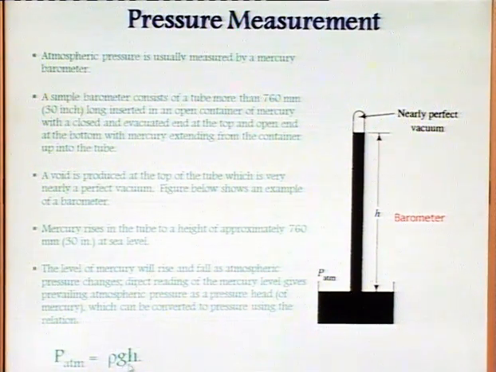So, we can convert this height into pressure with this formula. P atmospheric is equal to rho into g into h. Rho is density, g is acceleration due to gravity, h is height. So, by putting in the height, the density of that liquid and the acceleration due to gravity, we can change height into pressure.